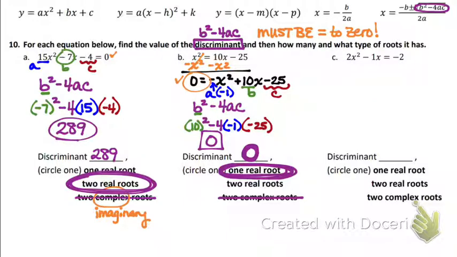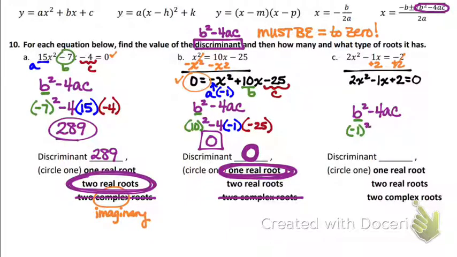Last one, part C. Is it equal to 0? Have to have it equal to 0 before I can do the discriminant. 2x squared minus 1x plus 2 equals 0. Then we'll do our discriminant, b squared minus 4ac. What are we putting in for b? Negative 1 squared minus 4 times, what are we putting in for a? 2. And what are we putting in for c? 2.